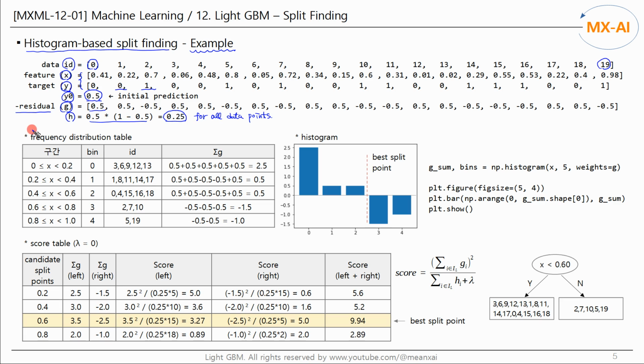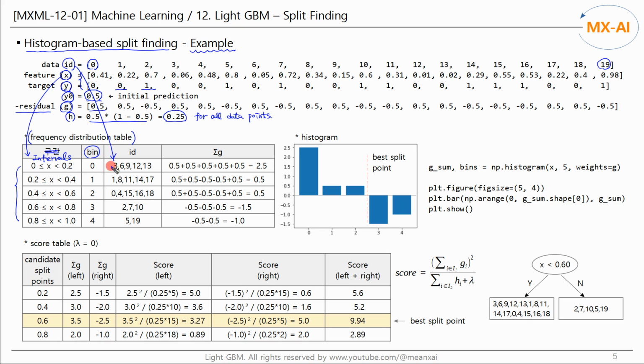Now let's create a frequency distribution table for this data. The number of bins is set to 5. We then divide the feature X values into 5 sections as follows. And we assign the data to each section.